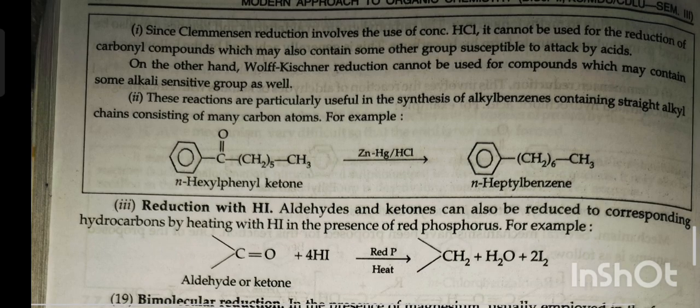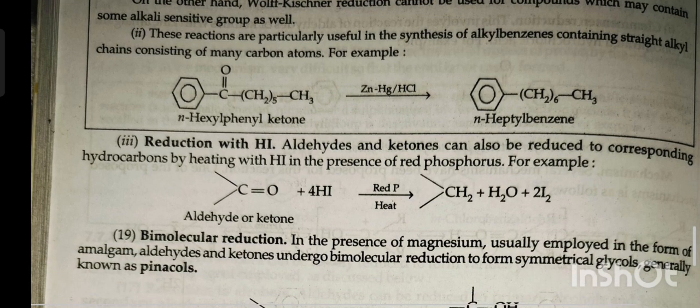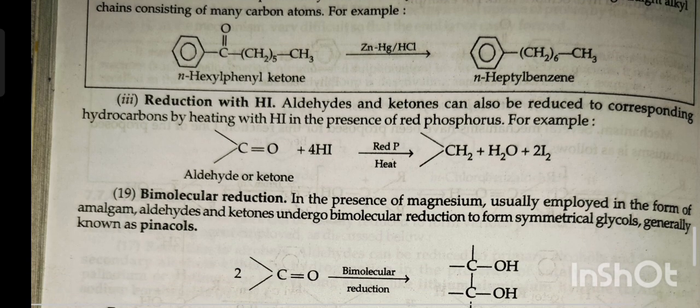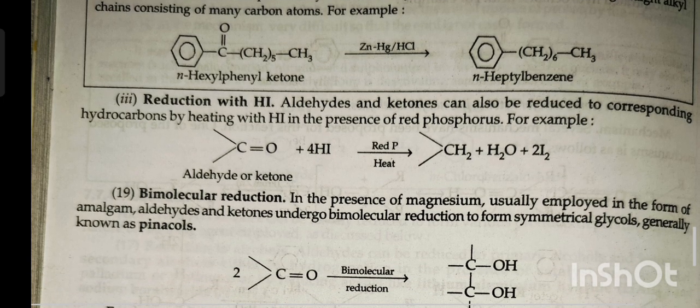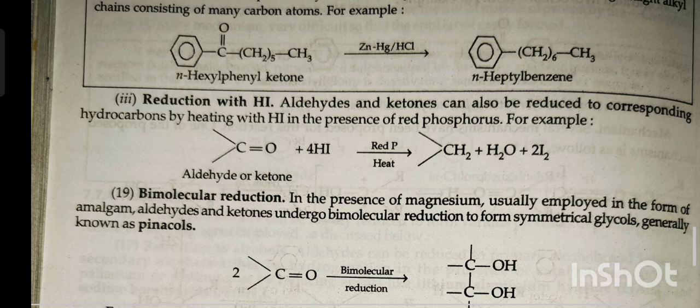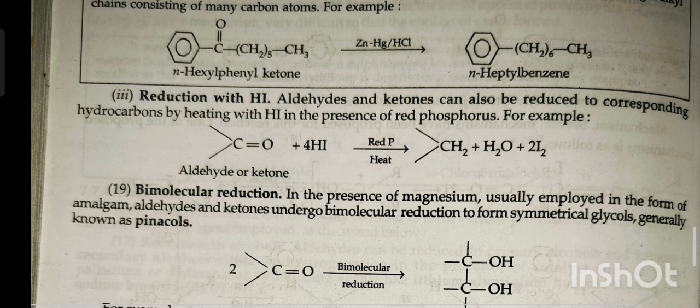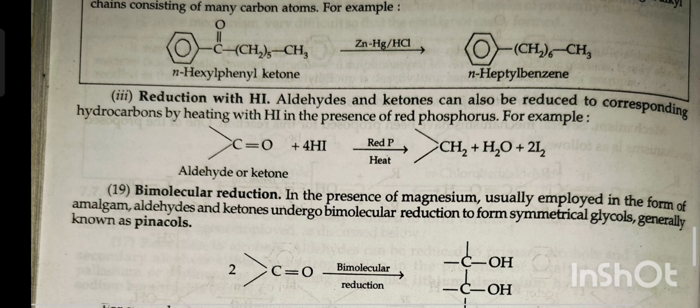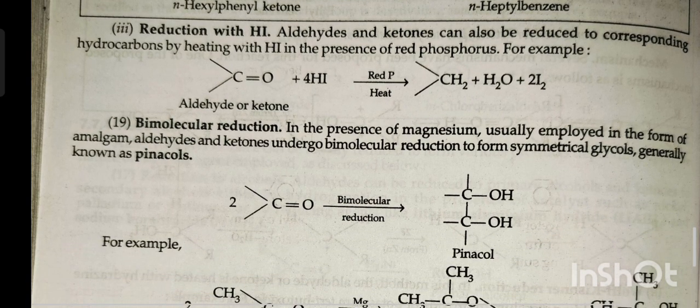Second, these reactions are particularly used in the synthesis of alkylbenzenes containing a straight alkyl chain consisting of many carbon atoms. For example, n-hexyl phenyl ketone in the presence of zinc amalgam and HCl gives n-heptylbenzene. Third, reduction with HI. Aldehyde and ketone can also be reduced to the corresponding hydrocarbon by heating with HI in the presence of red phosphorus. For example, aldehyde or ketone plus HI in the presence of red phosphorus gives alkane plus water plus iodine.